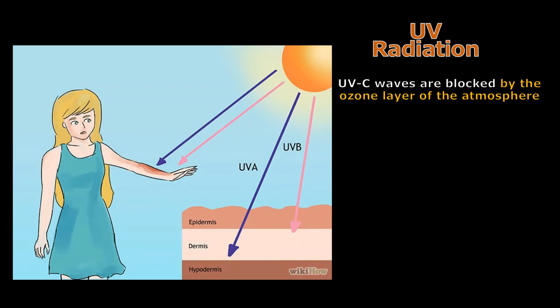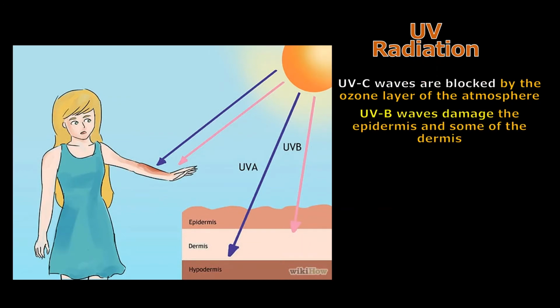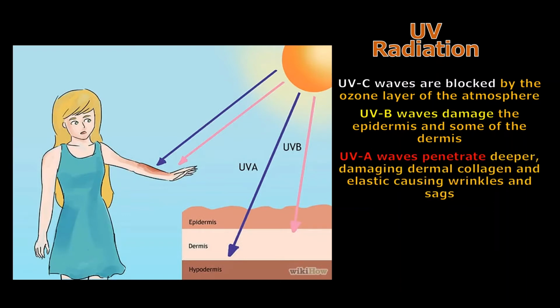Okay, another image showing this. C waves are blocked by the ozone, as I just said. B waves do penetrate some of the ozone, and they do damage the epidermis and some of the dermis, UVBs. Now, UVAs are the most dangerous here because they do penetrate the ozone layer, and they do penetrate the skin all the way down into the dermis. And so UVAs do actually damage collagen. They cause wrinkling and sagging.